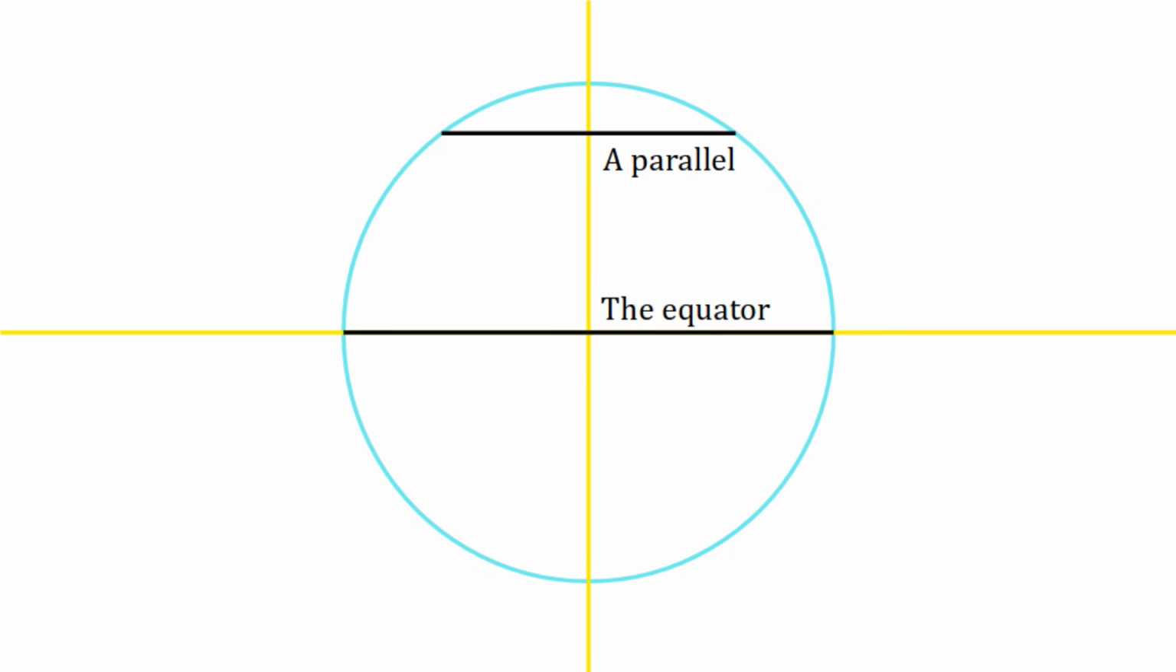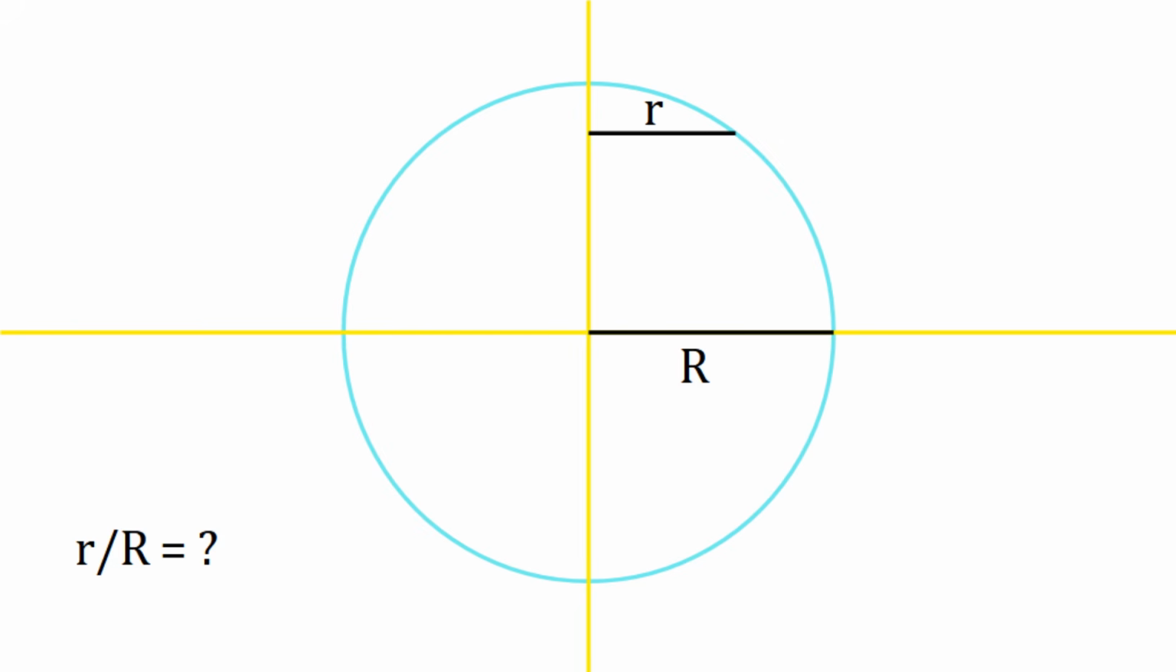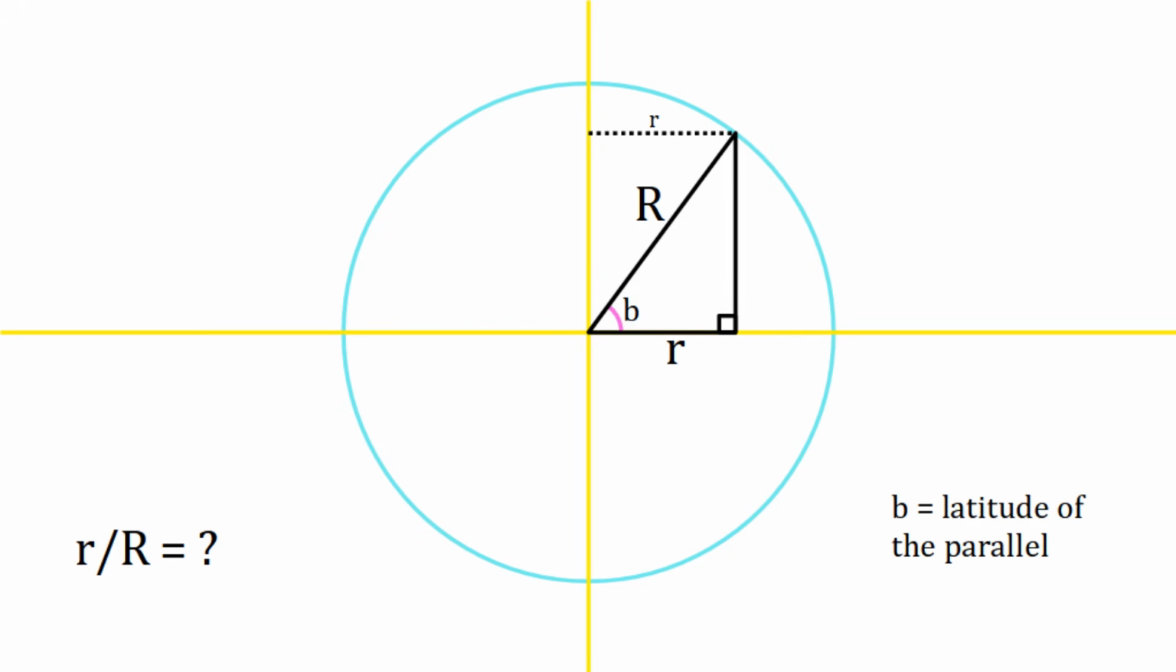In this diagram, we have a circular cross-section of the Earth. We have one parallel here and the equator here. We need to figure out how much smaller this radius, lowercase r, is compared to this radius, capital R. In other words, small r over big R equals what? To do that, we can move capital R up like this and move lowercase r down. These form a right triangle, with this angle B being the latitude of the parallel. Using some trigonometry, we can see that lowercase r over capital R equals the adjacent side over the hypotenuse, which you might remember is cosine of B.